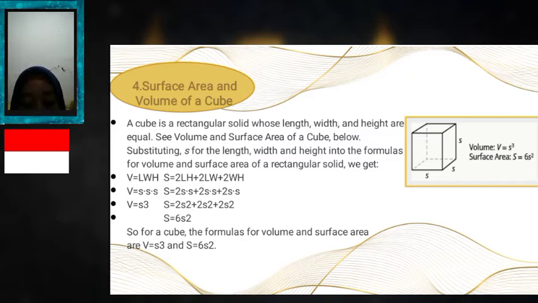We get the formulas. Volume and surface area are V equals s cubed and SA equals 6 s squared.